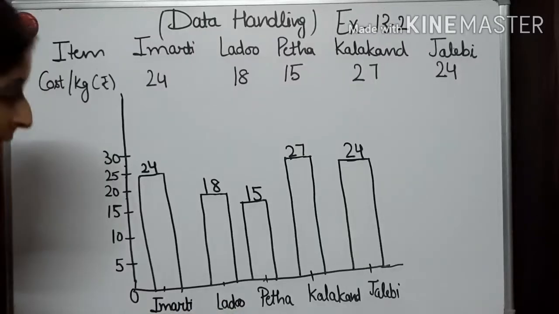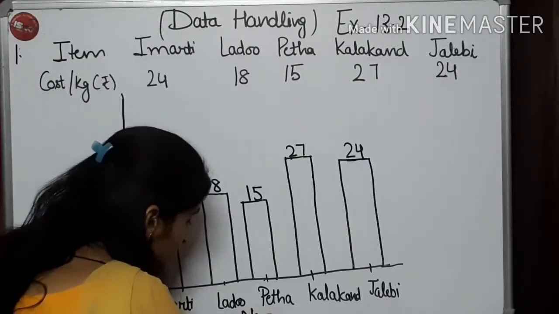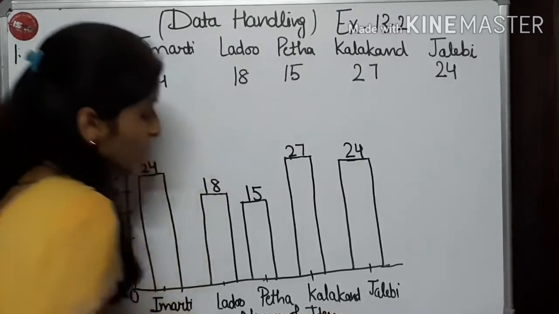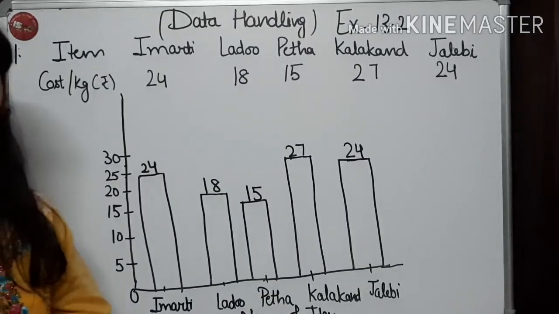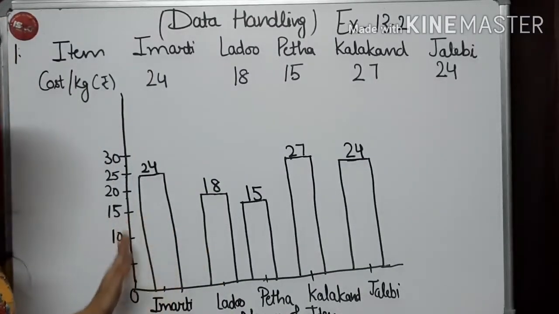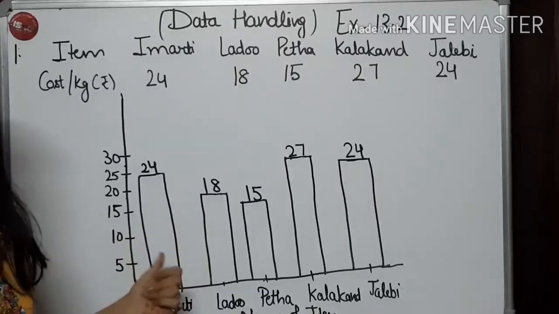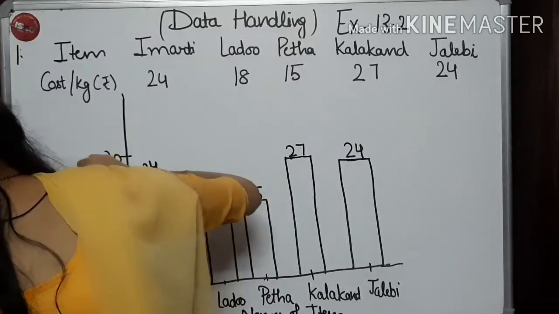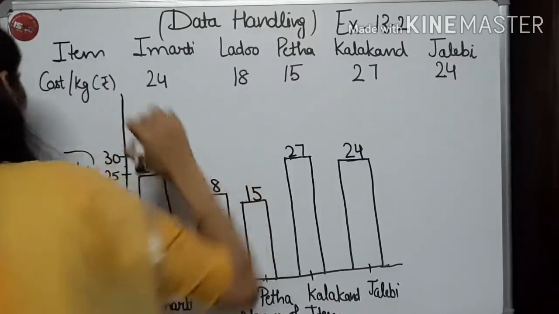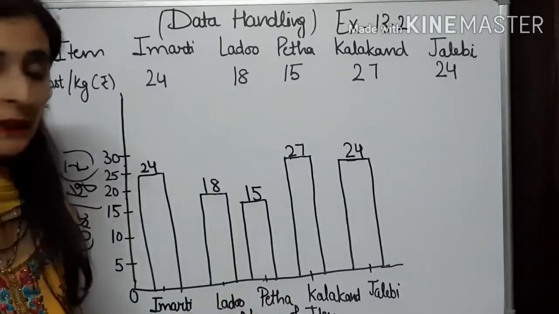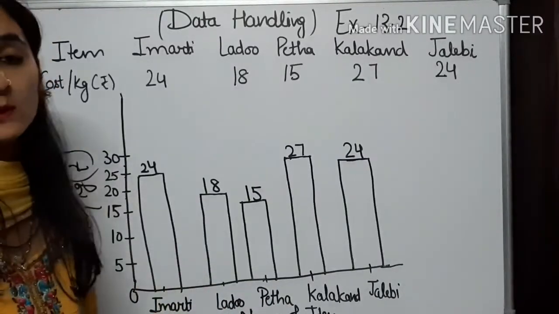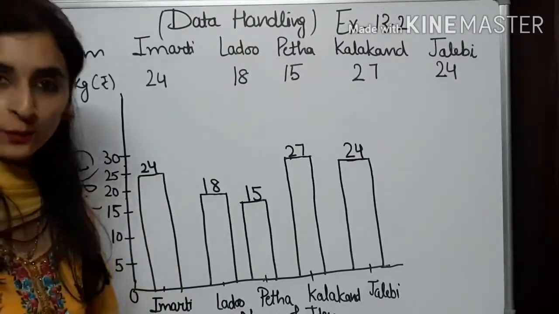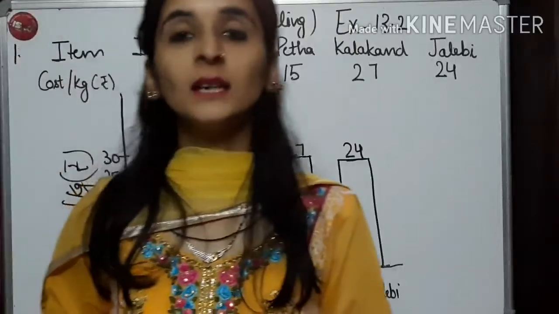Now what will we write here? We will write here name of item. Because on the horizontal axis we have written the names of items, and on the vertical axis what have we written? We have written cost per kg. So here you will write cost per kg in rupees like this. Okay. So that is how we have to draw the bar graph. So this is the solution of question number 1. Now we have to move to our next question.